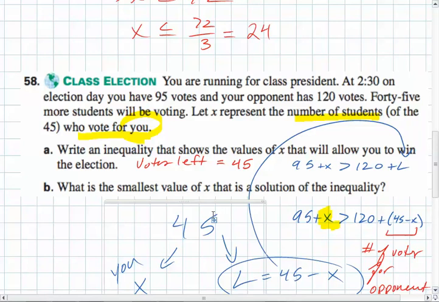So if it ended 130 to 130, would you win? No. So what's the minimum number of votes he needs? He needs 36. Homework will be in the notes.